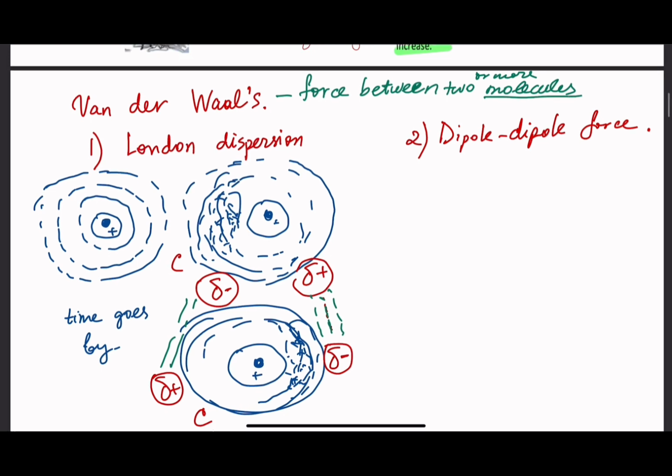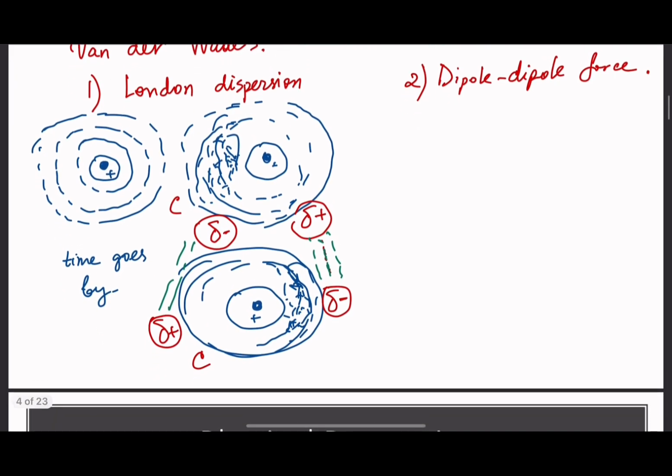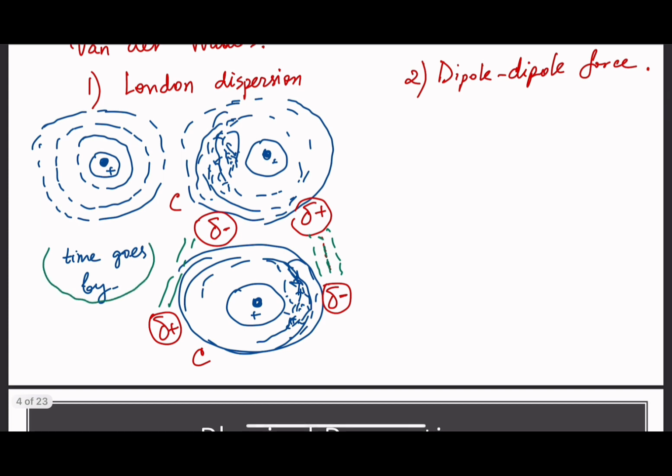As I said, normally we start in a neutral form, and then electron clouds are circulating around, and at one point there's more electron cloud on this side, and more on this side. So it creates these positive and negative partial charges, which makes these atoms come closer to each other, and they make the London dispersion force.